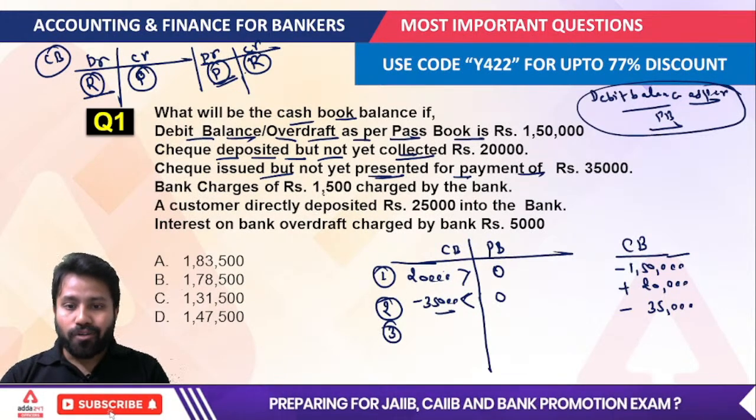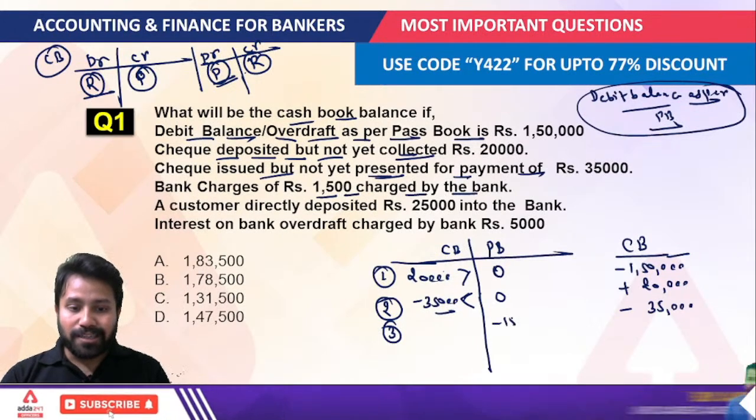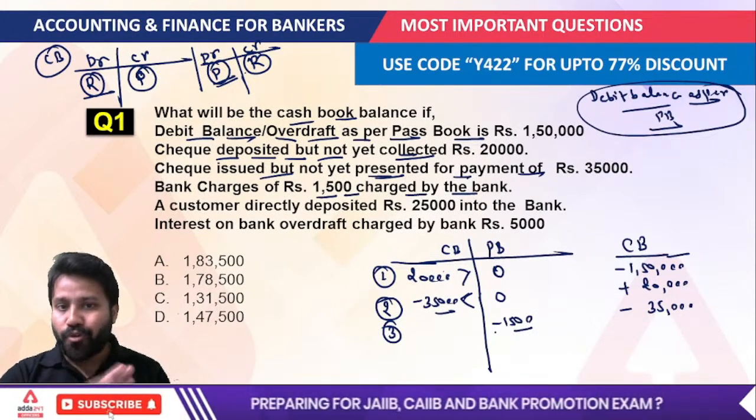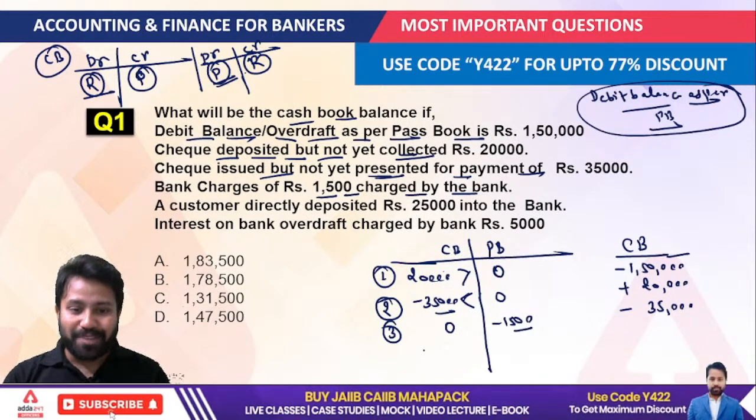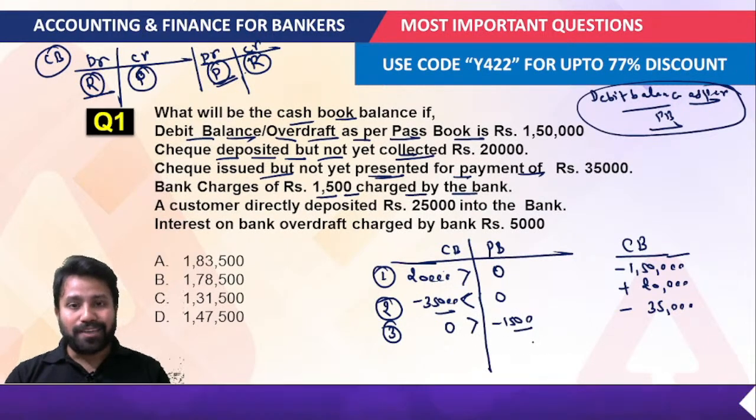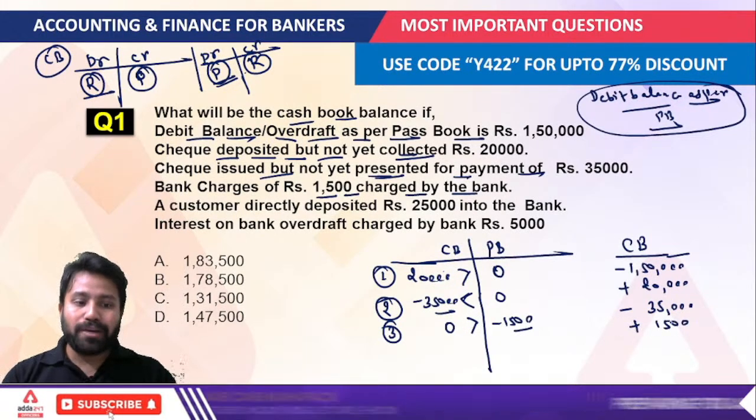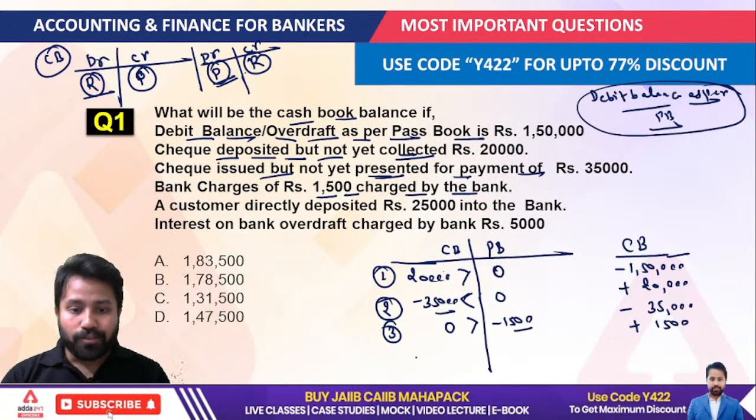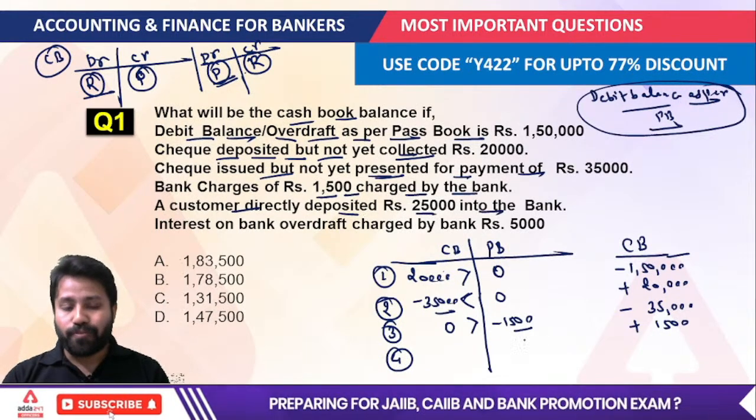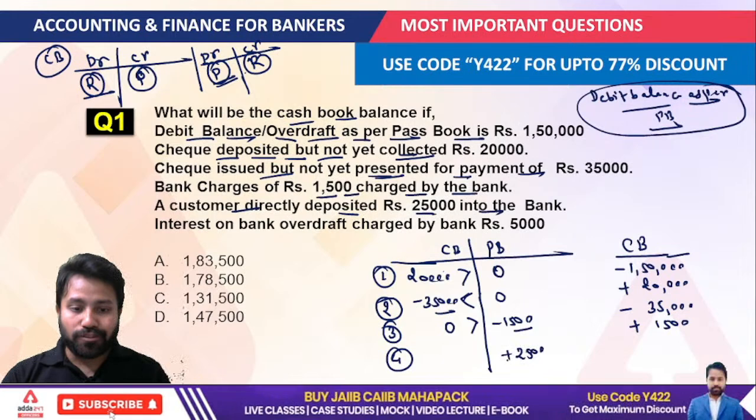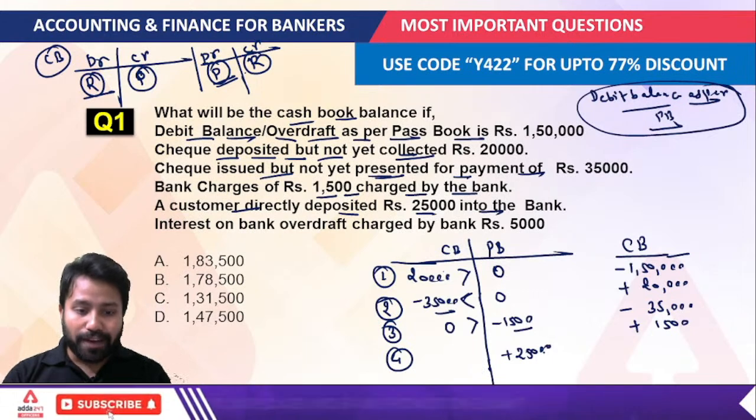Okay, now the third condition, bank charges of 1500 charged by the bank. That means it is charged by the bank with 1500, but the customer is not aware of that transaction. That means this would be reflected as zero in the cash book. So your cash book balance is greater than the passbook balance, and it will be plus 1500. Now the fourth condition, a customer directly deposited 25,000 into the bank, so you will write here 25,000 rupees.